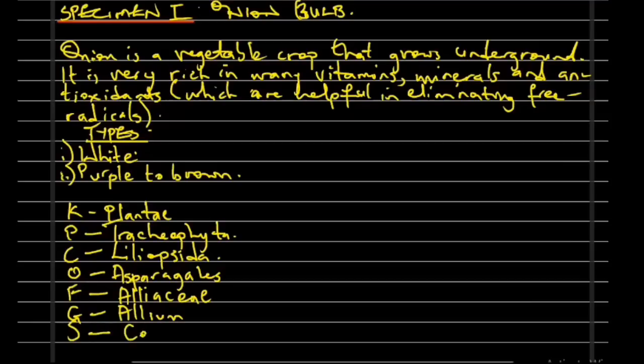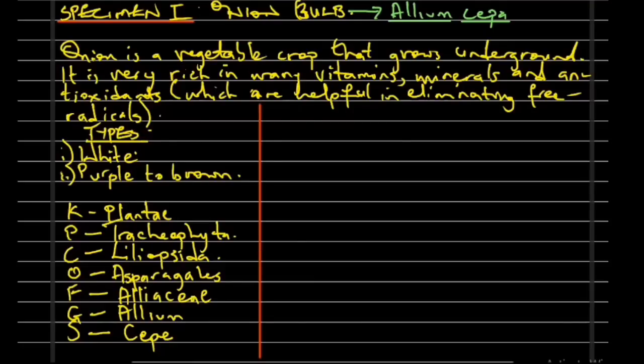the species is Cepa. That is why scientifically it is called the Allium cepa. That is the botanical name of this particular specimen, which is onion, Allium cepa. So moving further now, we have this.